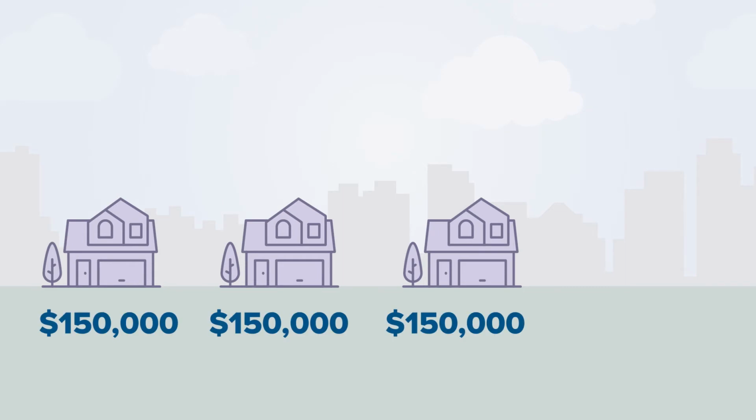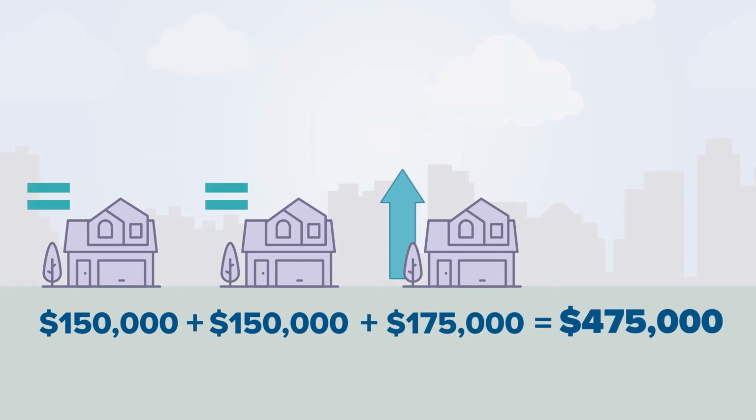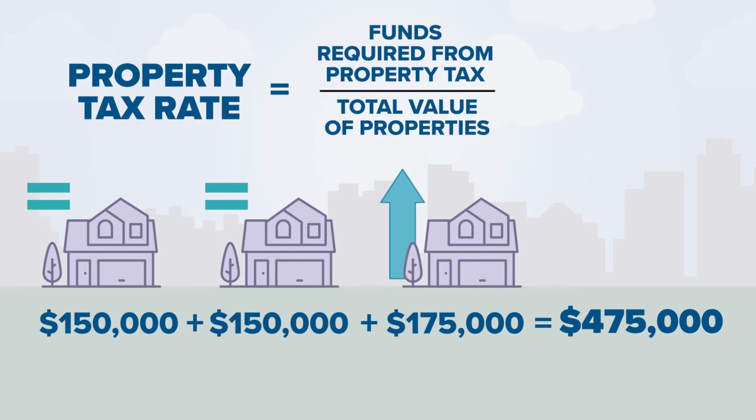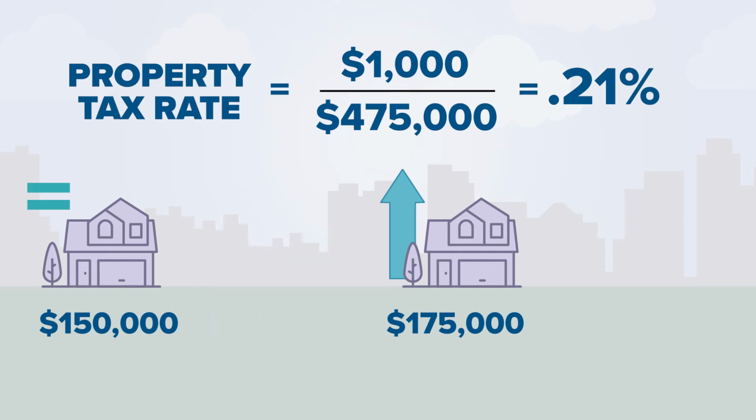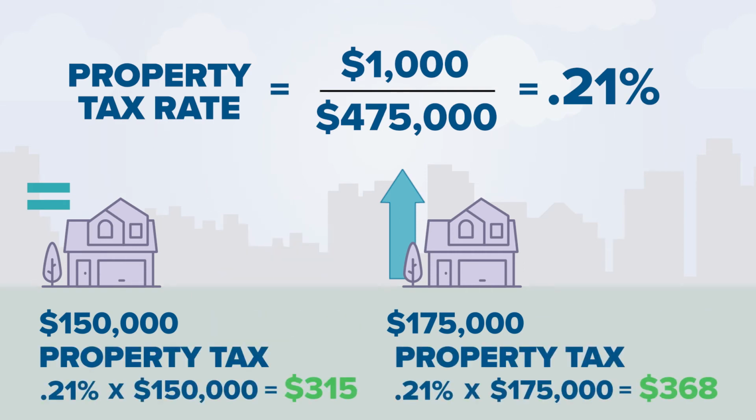Now let's see what happens if these homes are reassessed again the following year. During this time, the assessed value of the house on the right increased, while the other 2 did not. Once the tax rate has been adjusted, the first 2 homes will actually pay less than the home on the right that was reassessed at a higher value. Since the funding required hasn't changed, the town doesn't need to collect more property taxes.